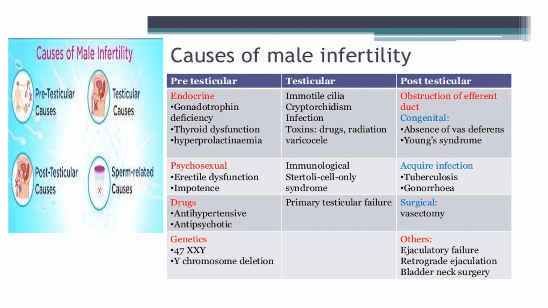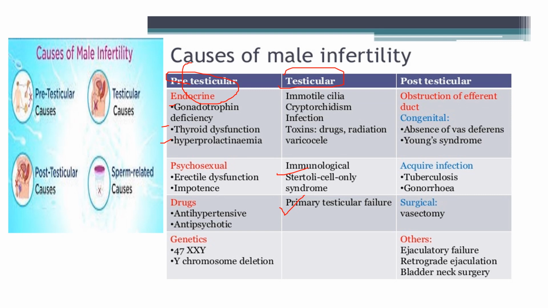So what are the pretesticular causes? It may be endocrine causes like gonadotropin deficiency, thyroid dysfunction, hyperprolactinemia. It may be psychosexual causes, erectile dysfunction, impotence, drug-related and genetic problems. All these are pretesticular. Now within the testis, there may be immotile cilia, cryptorchidism or undescended testis, infection of the testis, drug-induced changes, immunological causes, Sertoli cell only syndrome, where the Sertoli cells are present but the germ cells are absent, so spermatogenesis will be absent, and primary testicular failure. These are the causes related to the testis.